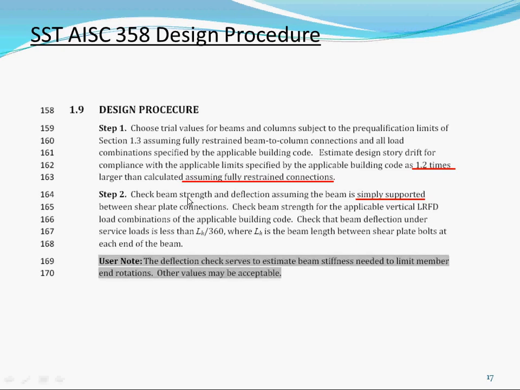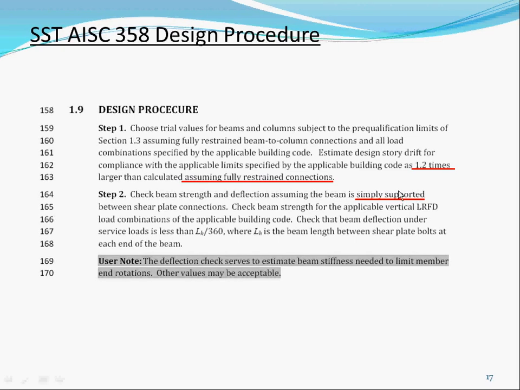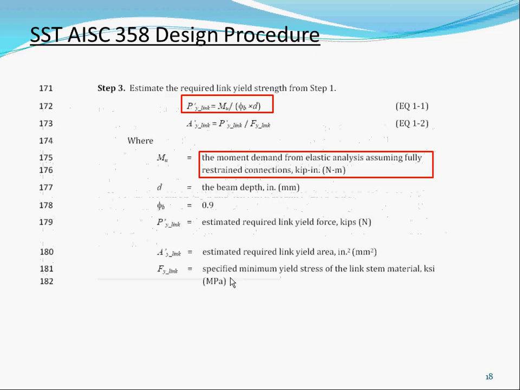Step two, like I said, check beam strength and deflection, assuming a beam is simply supported between the shear tab. And that's to check your vertical beam strength under service load. And this L over 360 could be adjusted based on the stiffness needed, so other values may be acceptable. So I actually put that in the spreadsheet. I saw some governing, I'm going to say, well, I'll go with 300 or 240. Just need to let them know if you want to do that and put that as something in the calculations if you do assume that.